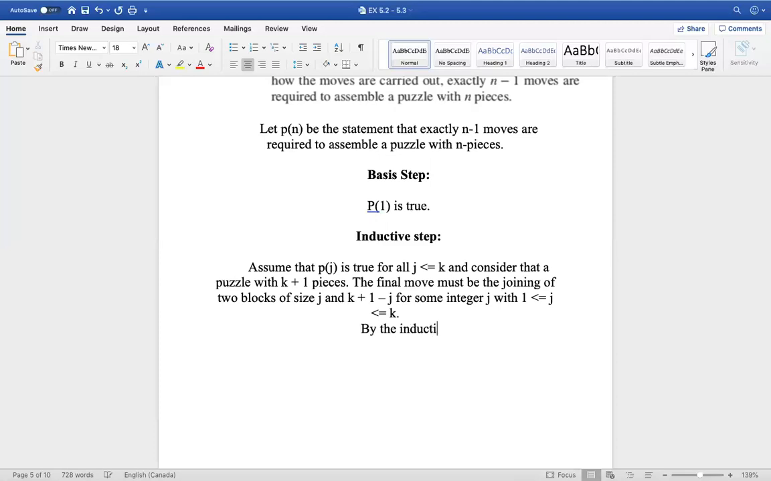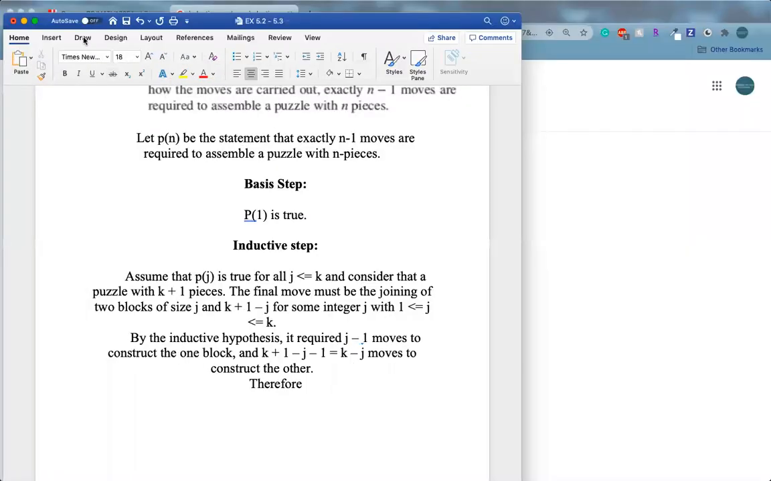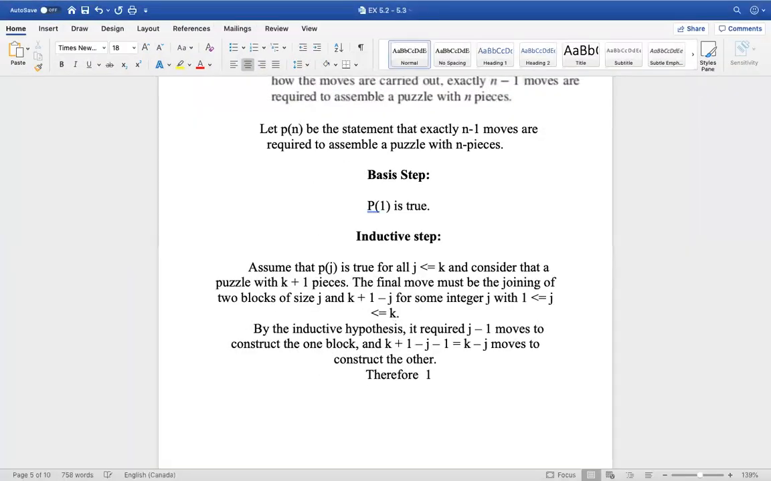By the inductive hypothesis, it required j minus 1 moves to construct the one block, and k plus 1 minus j minus 1, which equals k minus j moves, to construct the other. Therefore, 1 plus j minus 1.